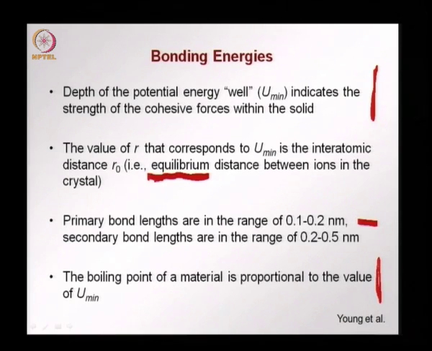Now, in terms of the properties, we know that the boiling point of a material is proportional to the value of U min. That is, as the well or the minimum energy is more, the boiling point of a material is higher. That is, we need more energy to separate the bond when the bond is very strong.